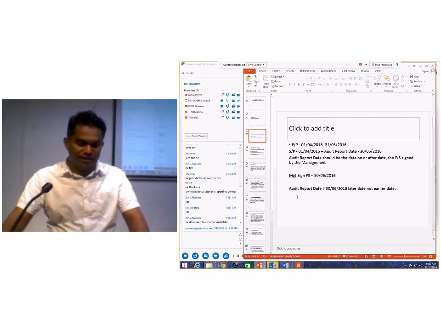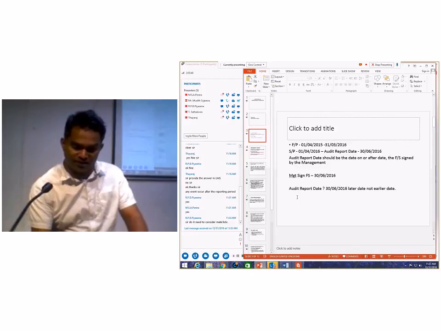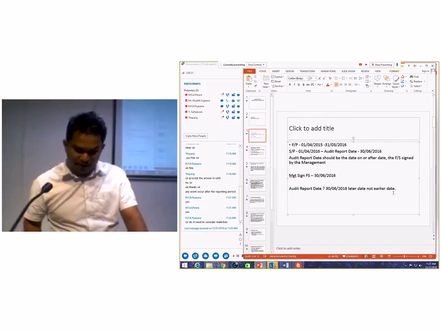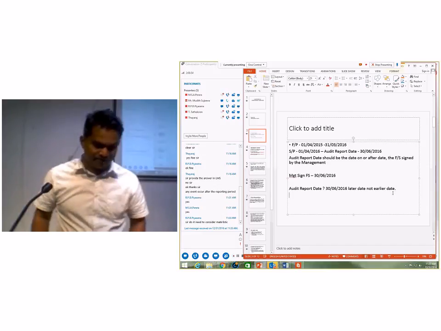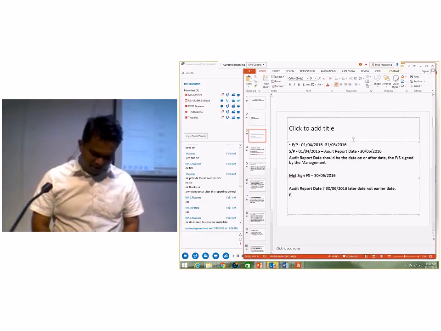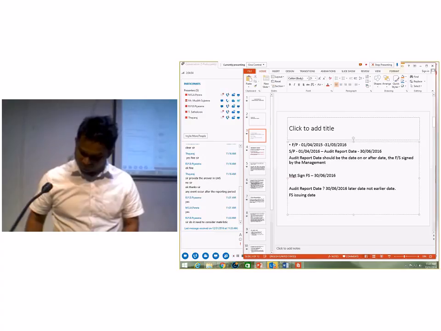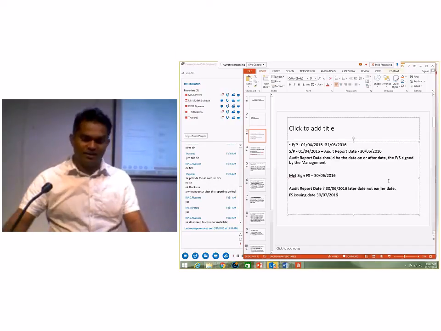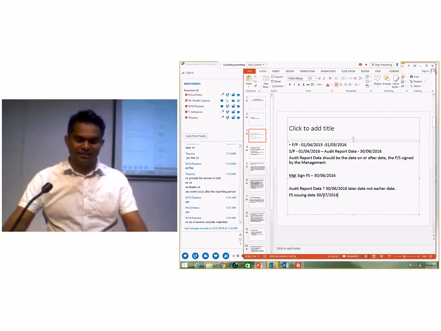I just want to highlight another point. So now that this is the audit report date, there is another date that is important: the financial statements issuing date. The financial statements issuing date is 30th June 2016, right?